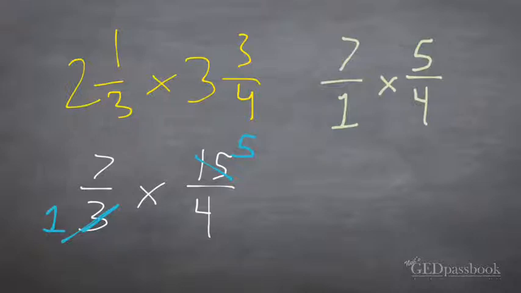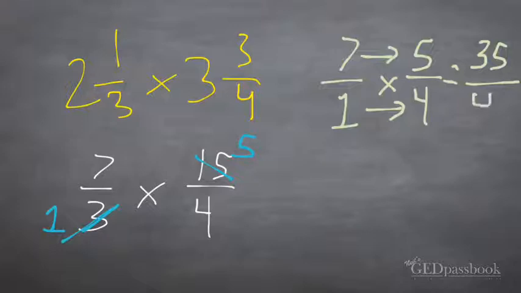Now you could just multiply straight across. It's a lot better than multiplying 7 times 15. Now all you've got to do is multiply 7 times 5. What's 7 times 5? 35. What's 1 times 4? 1. Is that the final answer?